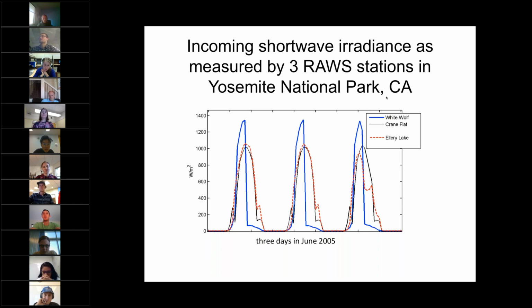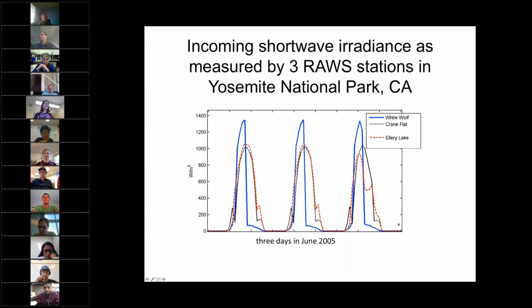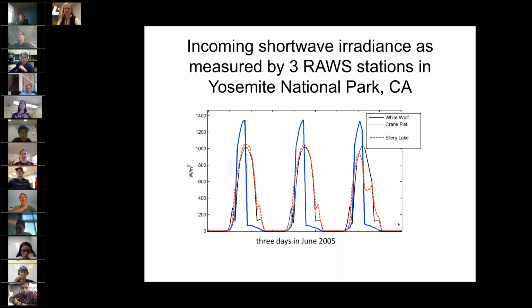The White Wolf signal doesn't look symmetric, but the others do. Yeah, it looks by far the worst. The other ones seem to have some issues too, right? They're close enough that they should be getting the same amount of sunniness. So what might be happening at White Wolf? Is there a tree or an obstruction to the west of it?